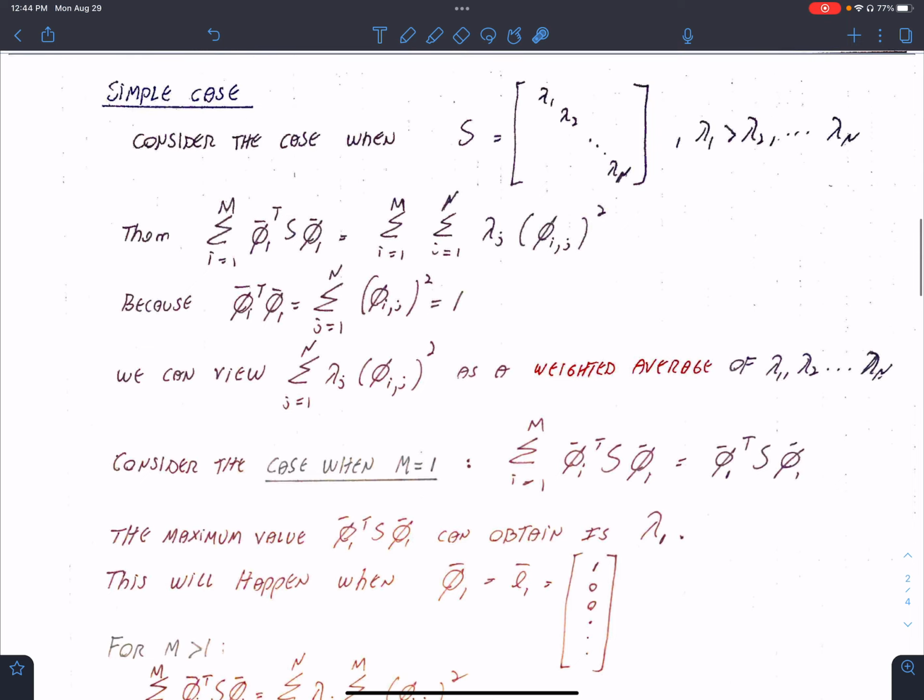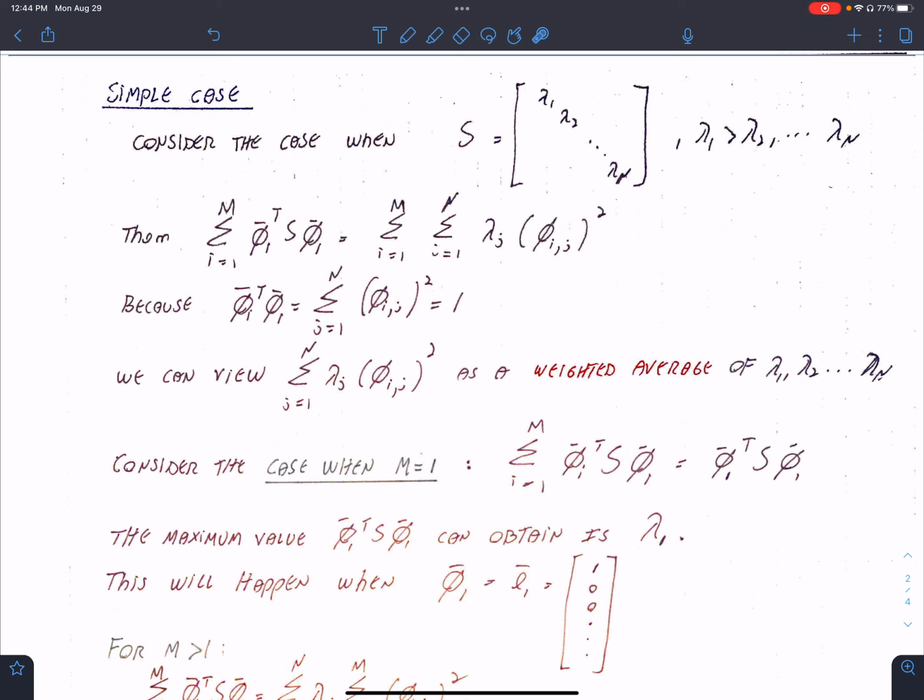So again, we're looking at a very simple version of the problem first, where our sample covariance matrix is given by a diagonal matrix, and we have assumed that the diagonal matrix is arranged such that the first value is larger than the second value, etc. Then this problem summarizes to this. When m equals 1, the largest possible value for this optimization problem, which we're trying to maximize, would be lambda 1.